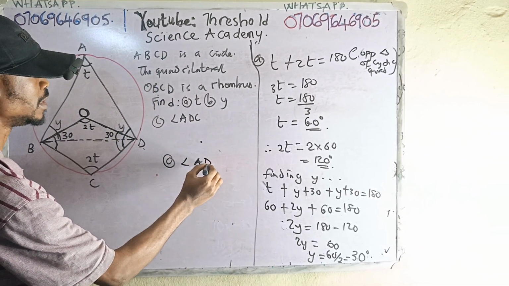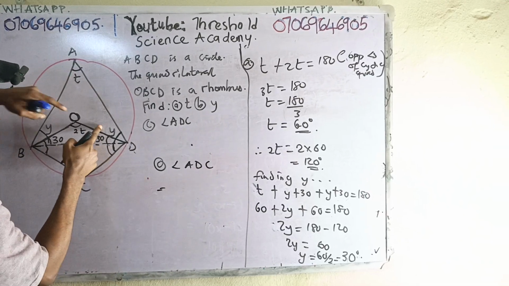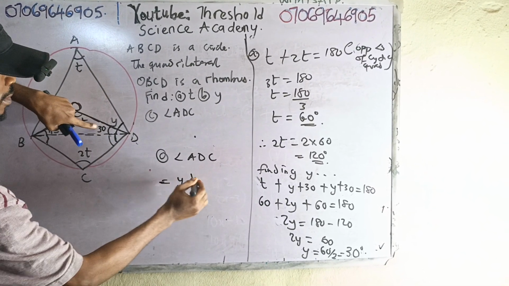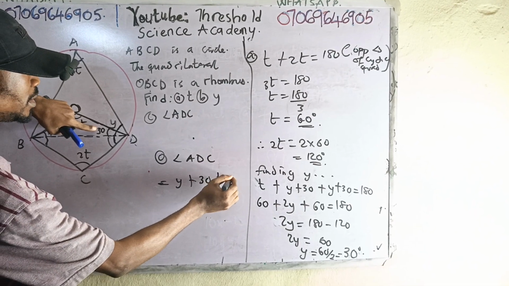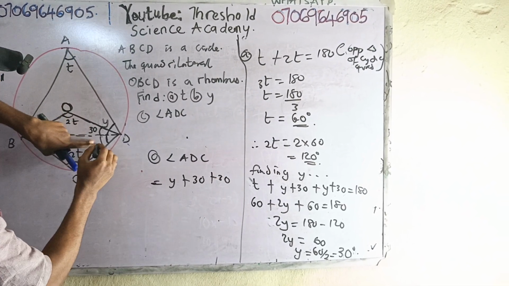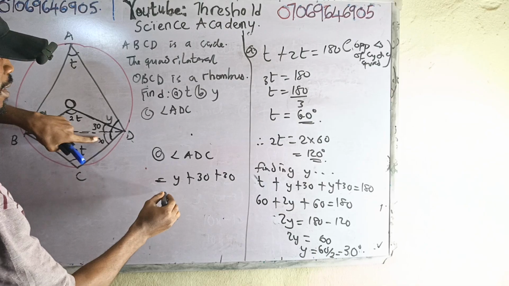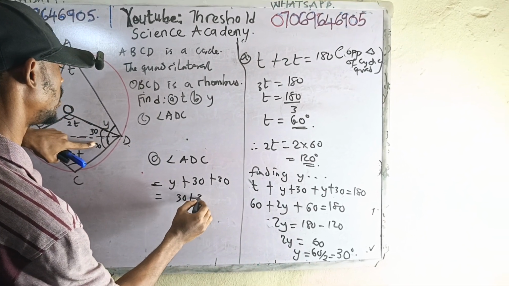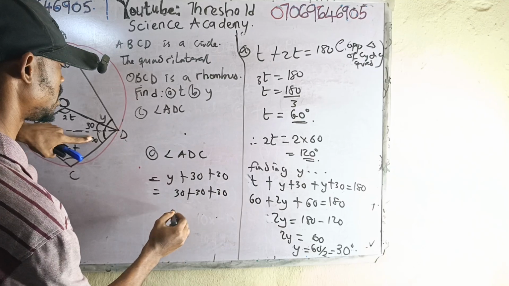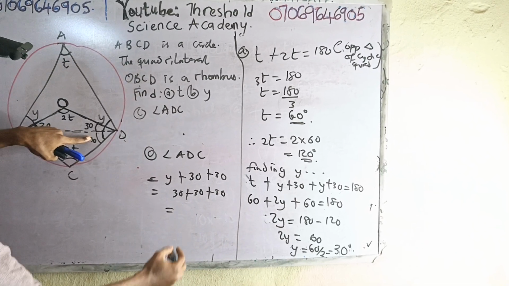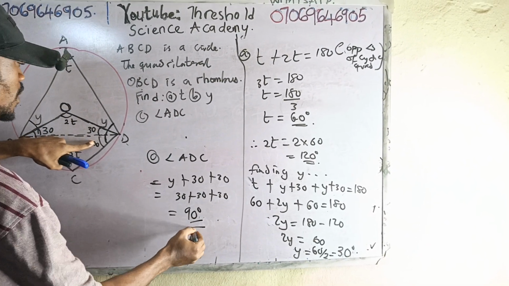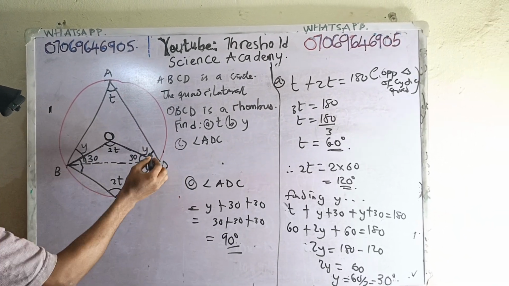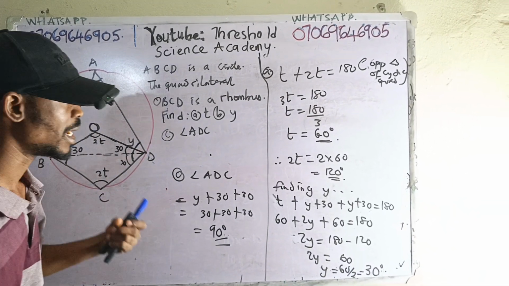Angle ADC is going to be equal to what? This y plus this 30 plus this second 30 here. And that's going to be what? y is already what? 30. So we have 30 plus 30 plus 30. And that's going to give us what? 90 degrees. So angle ADC, which is this angle, is going to be 90 degrees.